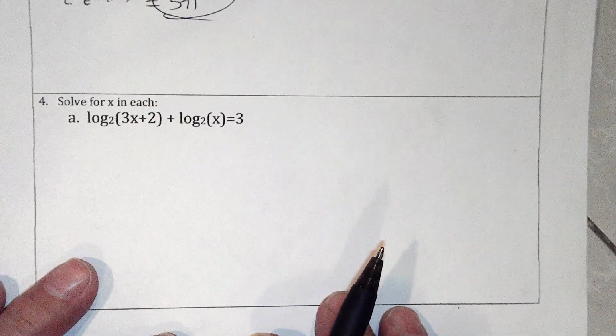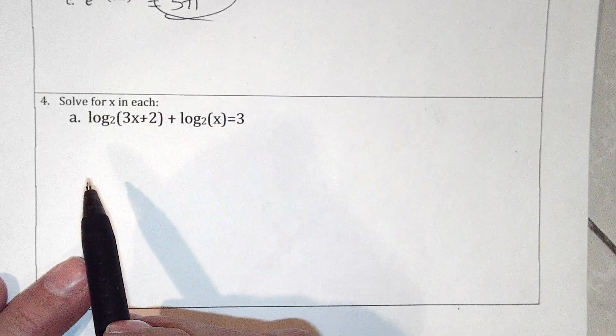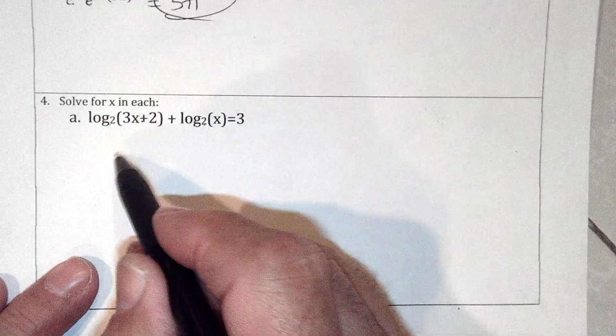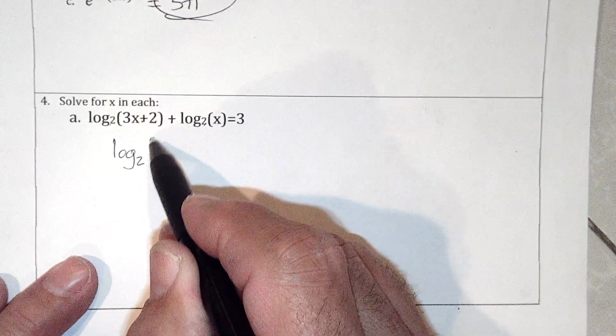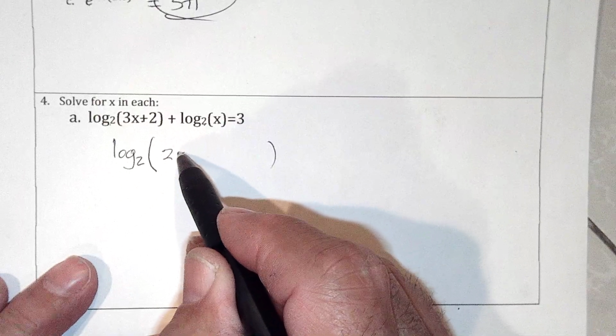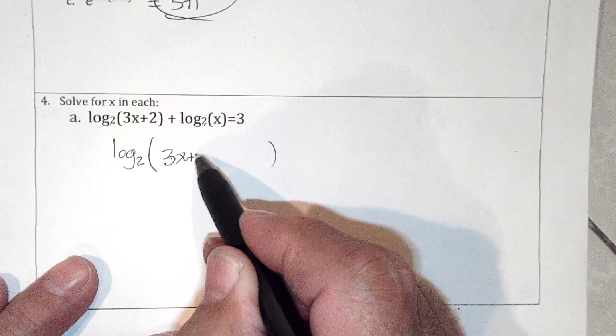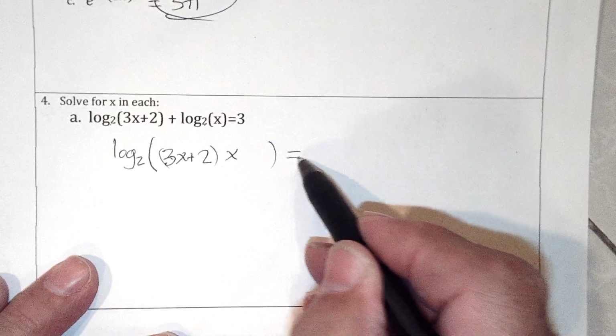4. When you're adding logs, you multiply the arguments if they're the same base. So we get just a single log, base 2, of these multiplied. So 3x plus 2 times x.